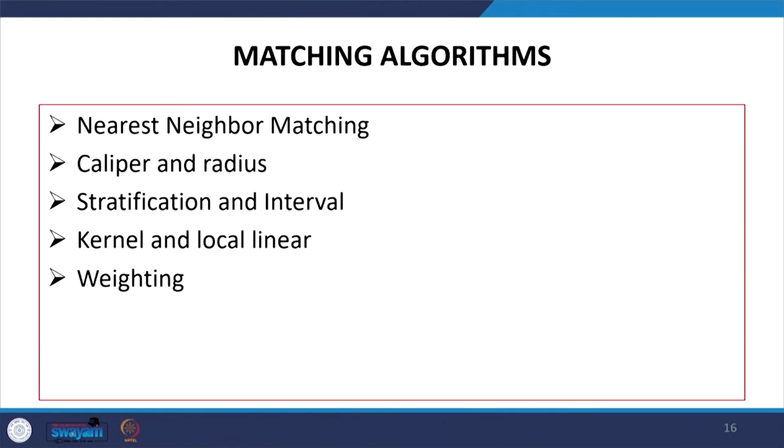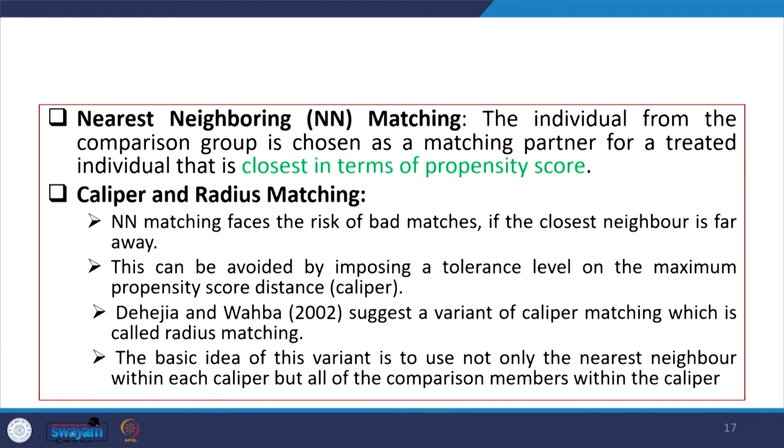So, some matching algorithms are also made. One is called nearest neighbor matching, then caliper and radius matching, then stratification and interval matching, then kernel and local linear method, then another is called weighting method or algorithm. So, those are also done. We are just giving certain ideas of each of the components here.